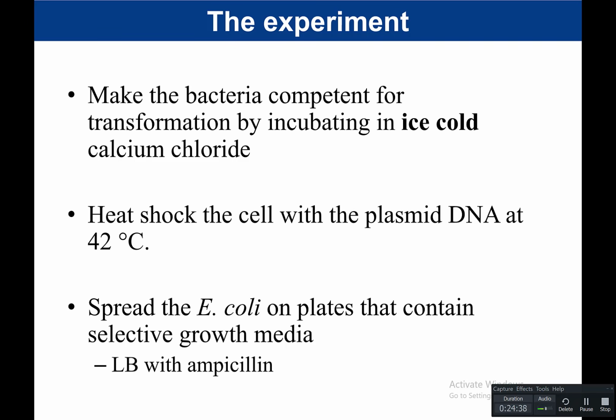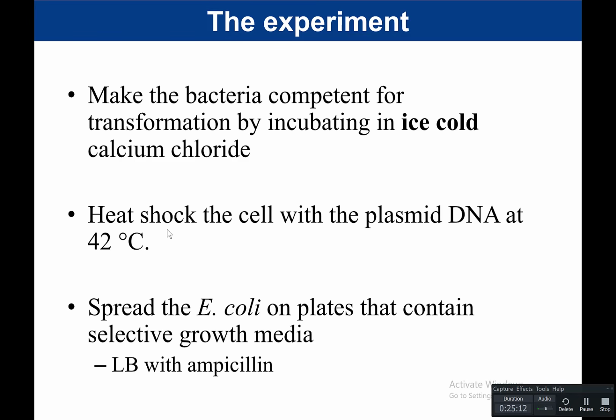Then to get the bacteria to actually take up the plasmid, we do a step that's called a heat shock. And so we take the bacteria and the plasmid that have both been in calcium chloride, we mix them together, and we raise the temperature to 42 degrees Celsius. That high temperature increases molecular motion. Those molecules start moving. We get these adhesion zones, these pores that then occur in the bacteria, which allow the plasmid to get in.